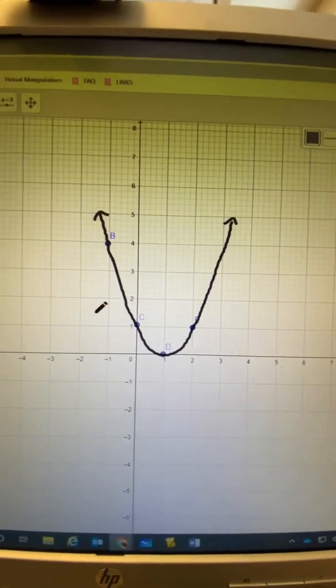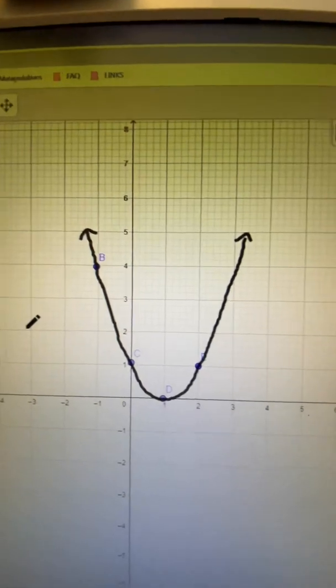So this is what I was mentioning earlier. When you see the degree of your function is a 2, then we know it's going to be a U shape.